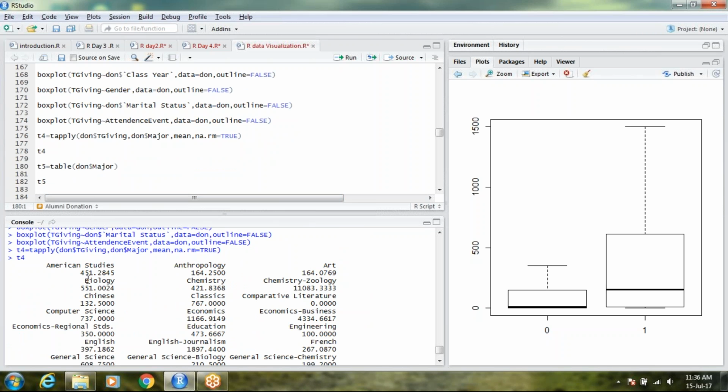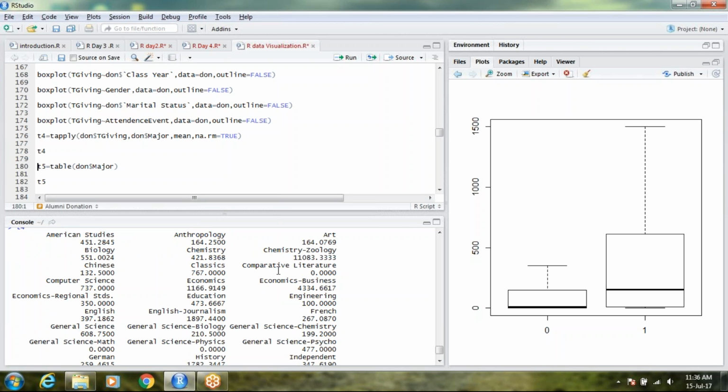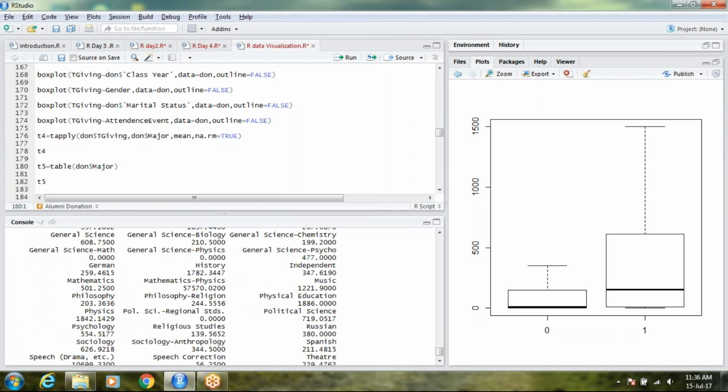Here we have American studies, anthropology, art, biology, and everything has a certain number associated with it. Comparative literature has 0, so nobody from this department contributed. Similarly, general science, physics, nobody contributed from here.